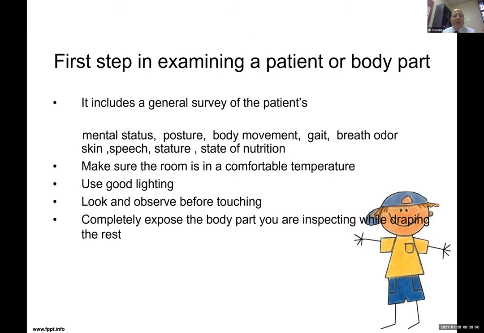So after observation, you are going now for the first step of the examination of the baby. After the general survey, you must make sure that the room is comfortable and use good lighting. Observe before touching and completely expose the part you need to examine. Don't forget this one, please, okay? After that, during the examination, you must start with the peripheral before the central. I mean, any patient you are going to see, start with the hand and check if the patient has clubbing, cyanosis, whatever, and then check the vital signs, including the pulse, blood pressure and respiratory rate, and then come up to the head, the eye, the mouth, the neck, like this, and then go to the gastrointestinal tract, okay? This is the routine which must be done.